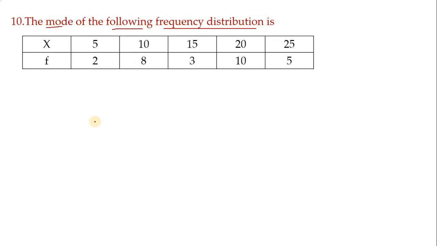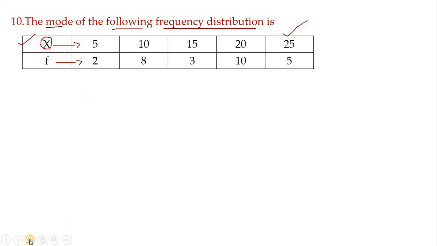The mode of the following frequency distribution is. So this is the given table, children. These are the scores and these are the frequencies. And it is not grouped data, children. It is ungrouped data only. See here, it is in the form of scores only, x. It is not in the form of class intervals. If it is in the form of class intervals, that says for us it is grouped data. Is it clear?